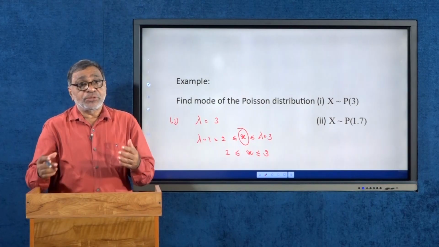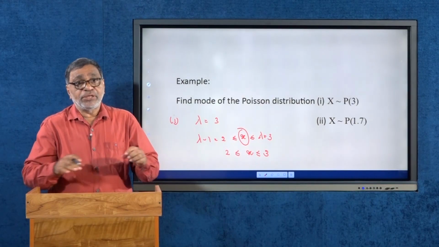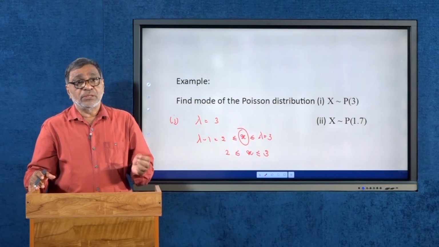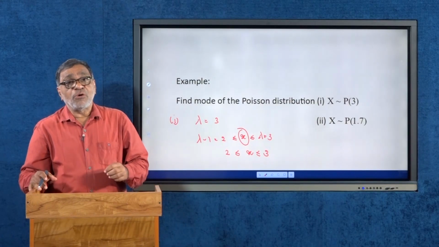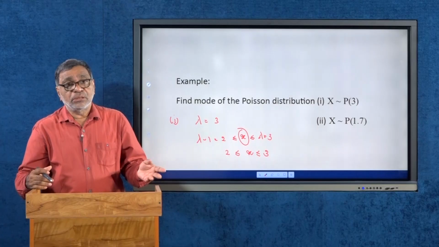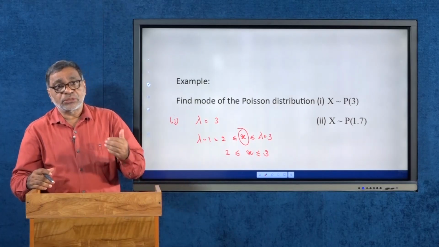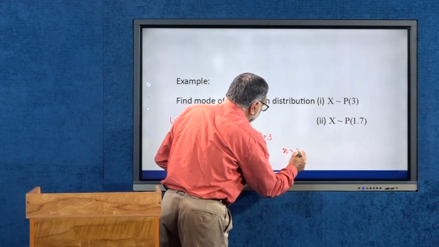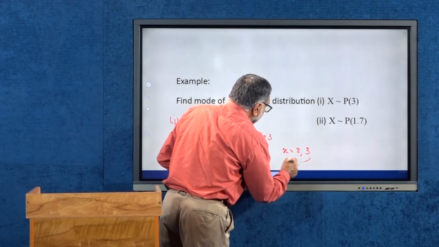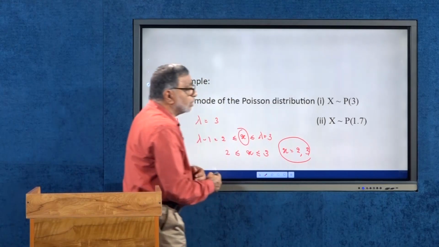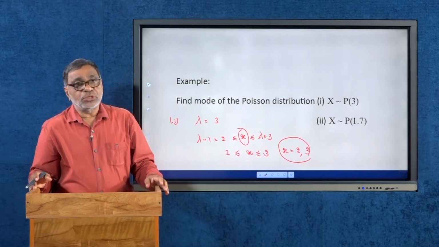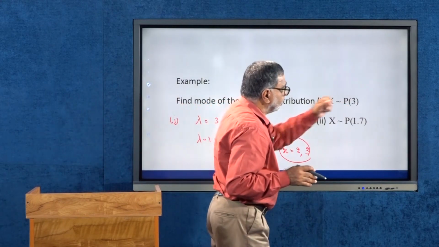So, what are the possible values of x between 2 and 3, including 2 and 3, that is, 2 less than or equal to x less than or equal to 3? How many integral values are there? There are two integral values. Which are they? 2 and 3. So x has the values 2 and 3, so the mode of the distribution lies at 2 and 3. There are two modes for the Poisson distribution with parameter 3.